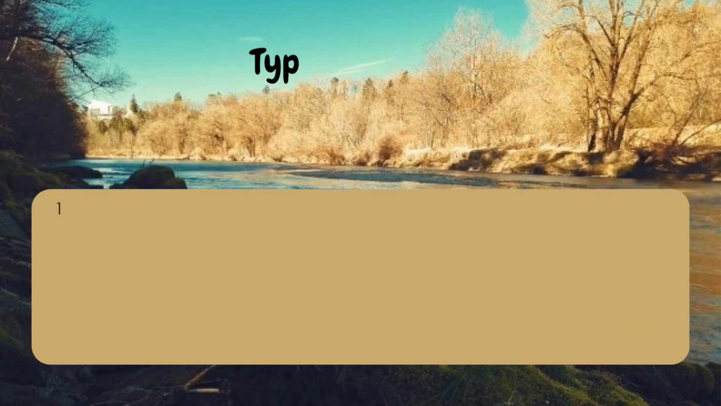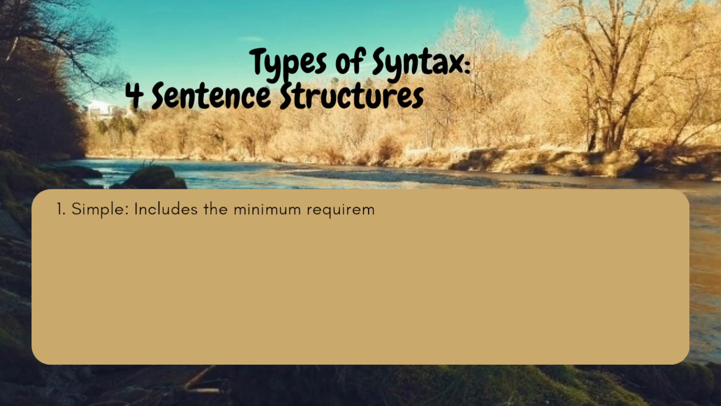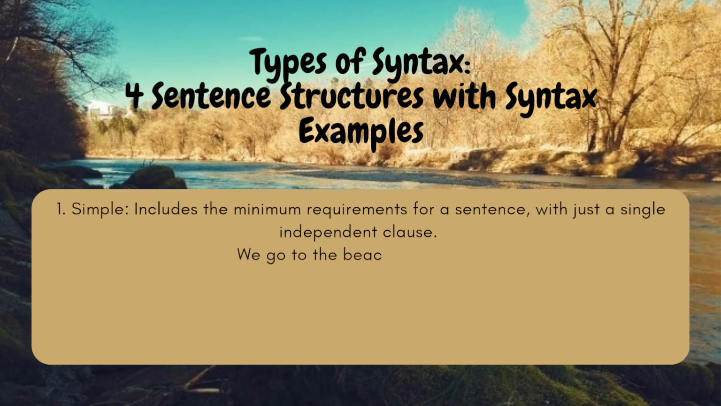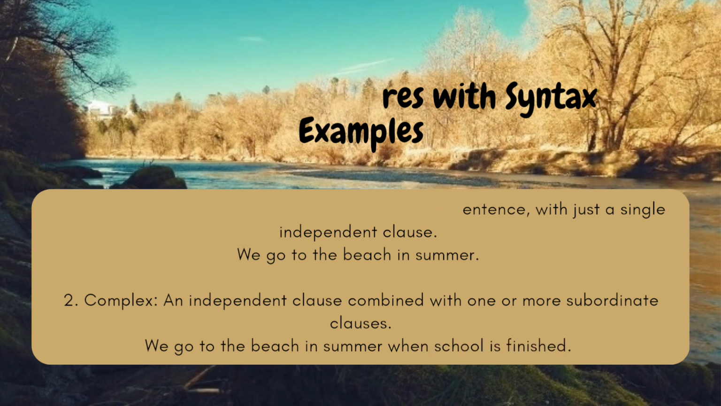Okay, next is types of syntax. Four sentence structures with syntax examples. First, simple. Includes the minimum requirement for a sentence with just a single independent clause. We go to the beach in summer. Second, complex. An independent clause combined with one or more subordinate clauses. We go to the beach in summer when school is finished.